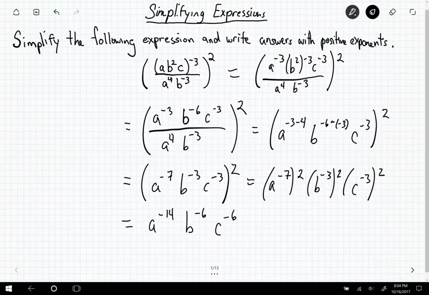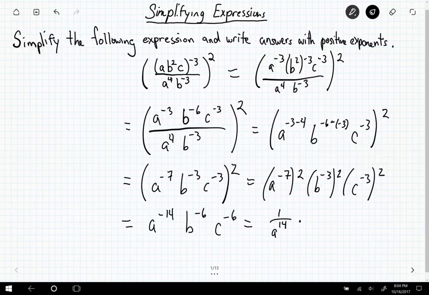Okay. Well, what does the problem state? It says write these with positive exponents. So in order for us to do that, the easy way for us to go about finishing that off, we can write the first term as 1 over a to the 14th. That's all it means when you have a negative exponent. It just means 1 over whatever the term is there.